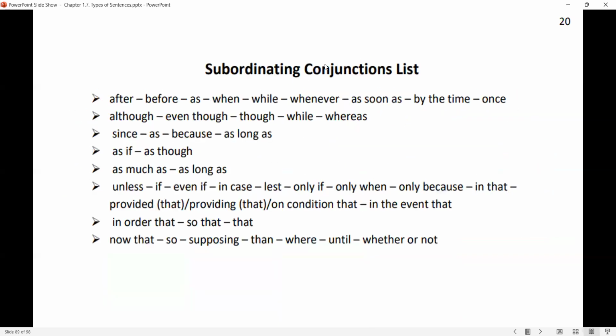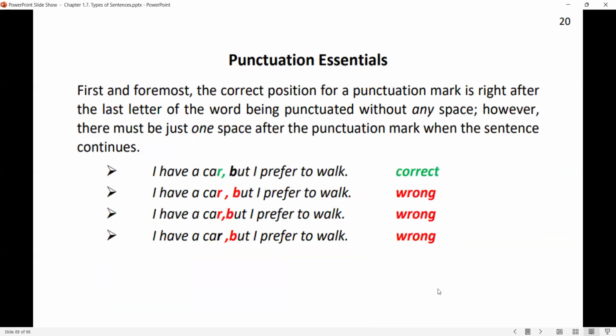Now, page 20, here we have subordinating conjunctions list. Again, here you have a list. Make a list, please. Make a table and put them in order. And here we have punctuation essentials. First and foremost, the correct position for punctuation mark is right after the last letter of the word being punctuated without any space. However, there must be just one space after the punctuation. So this is for typing. If you're typing, this is important.